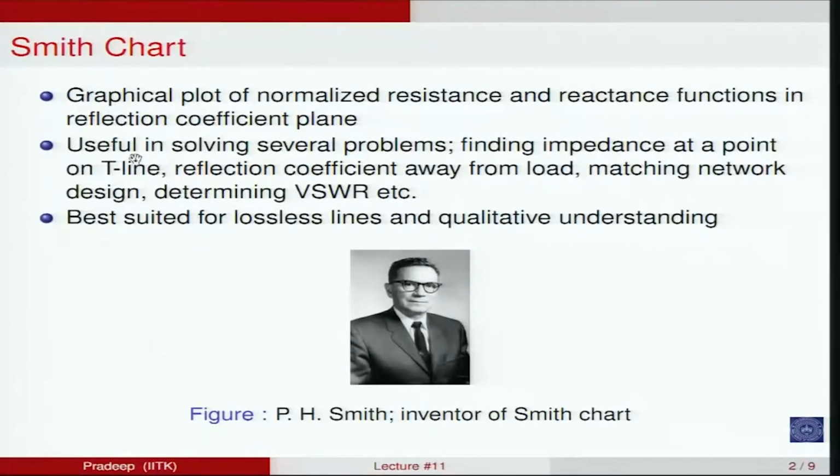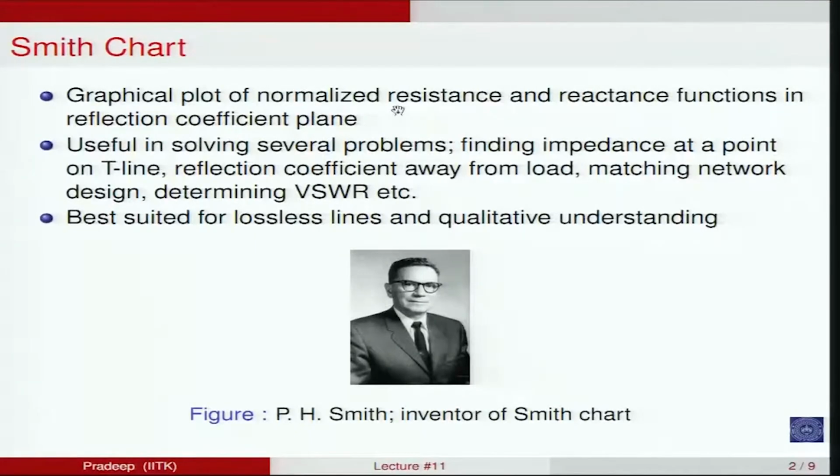The Smith chart is fairly simple to define. It is actually a graphical plot of normalized resistance and normalized reactance functions in the reflection coefficient plane. Okay, there are several subtleties involved here. Let us take it up one by one.